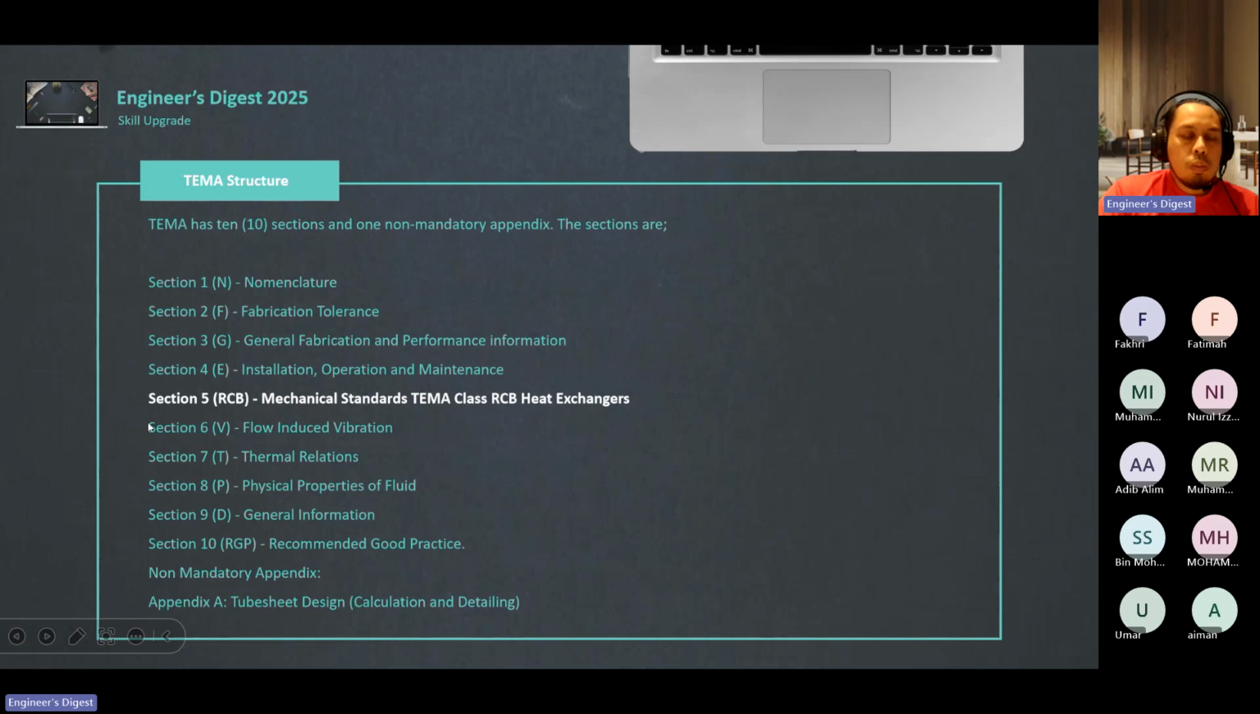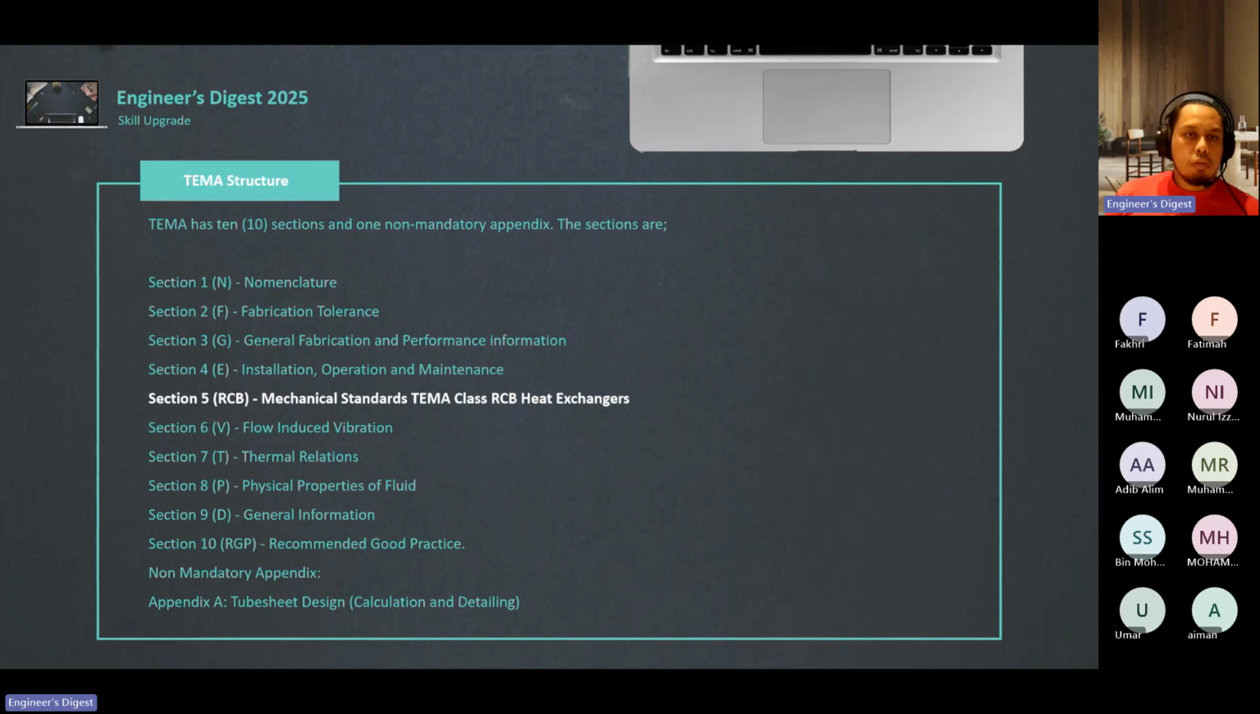The one that we want to dive deeper into from the perspective of a mechanical engineer is actually Section 5. This is RCB. What is R, what is C, what is B? We'll take a look at the next slide. But this is the one that we want to focus on. It's the mechanical standards, TEMA Class R, C, B heat exchangers. I put this in white color. We want to focus on this in detail here and also in the upcoming classes.